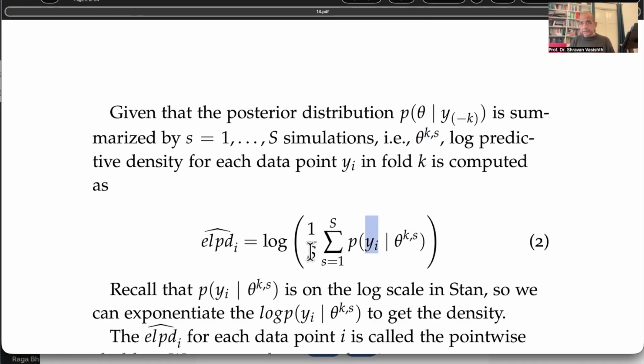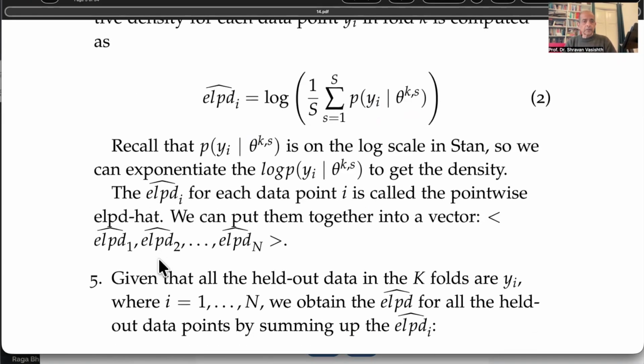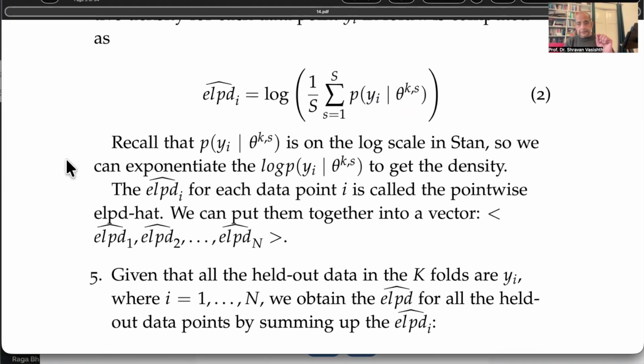So basically we are taking the expectation, right? That's what gives us, for a held out data point i, the expected log pointwise density. And of course it's an estimate, that's why we call it a hat ELPD. So this gives you what's called the pointwise ELPD hat, because this is the ELPD hat for one particular held out data point.